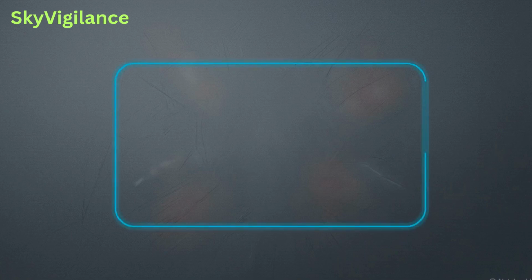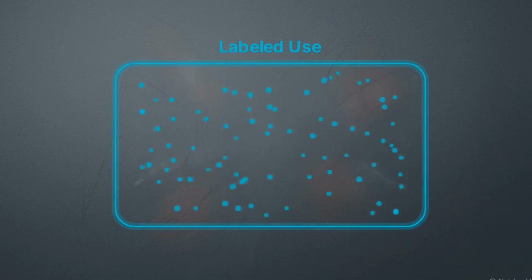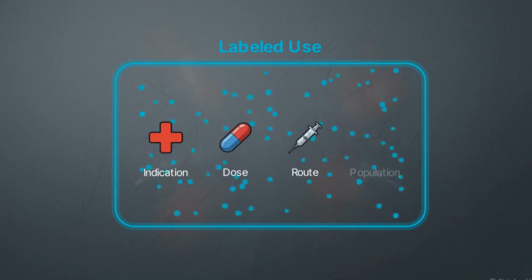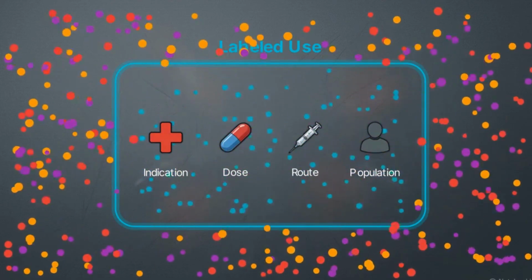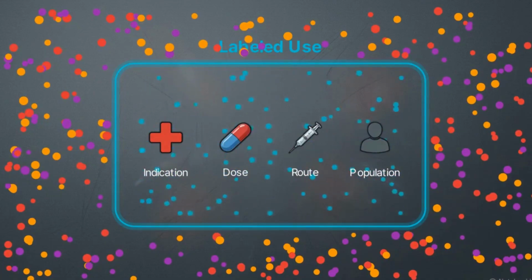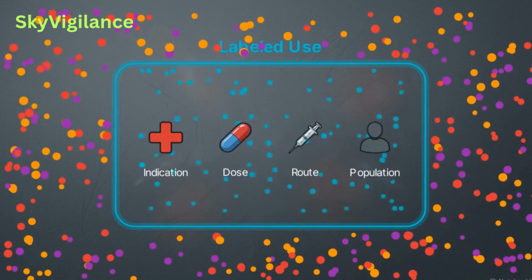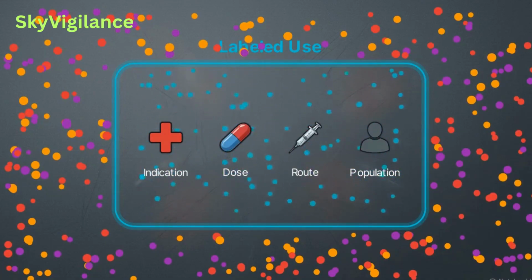This box represents the regulatory baseline, labeled use. An authorized medicine is strictly bound by 4 parameters: indication, dose, route, and patient population. But clinical reality rarely stays inside those lines. Medicines reach patients outside these boundaries every day.